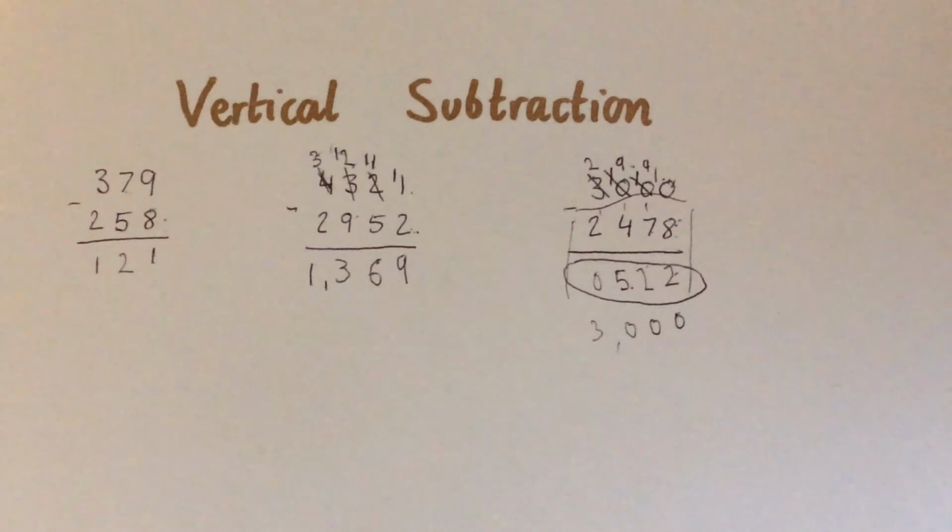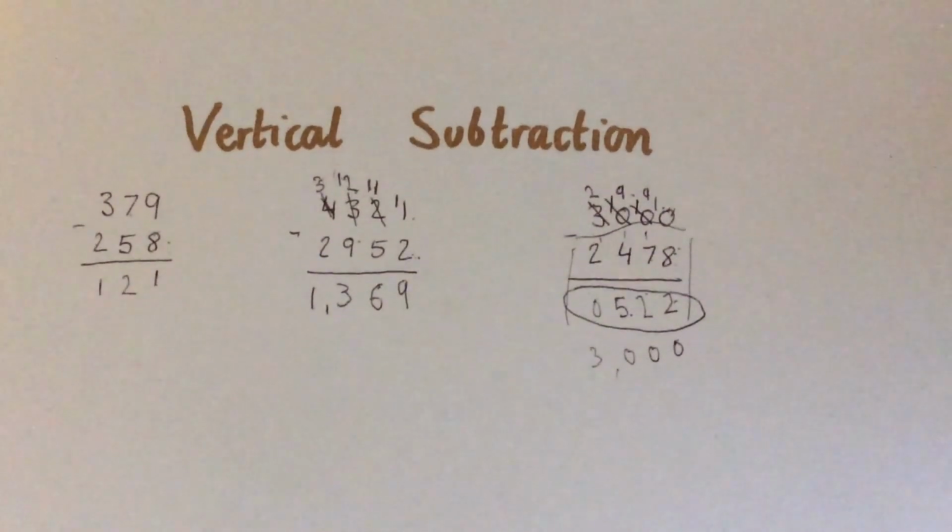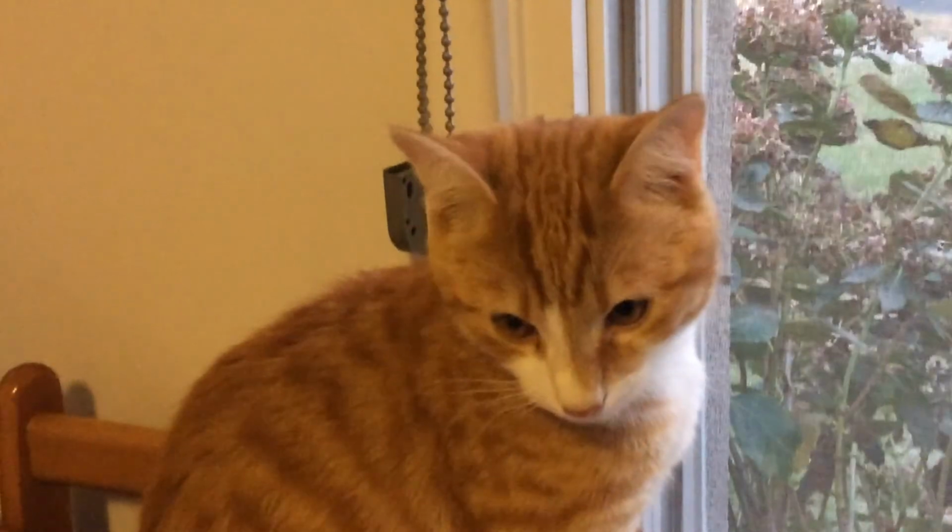Okay, so that's how you solve vertical subtraction sums with the help of my gorgeous cat Alfie. Alfie, good boy, good boy. Remember to show your working out.